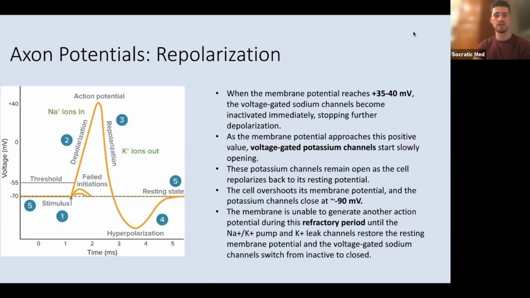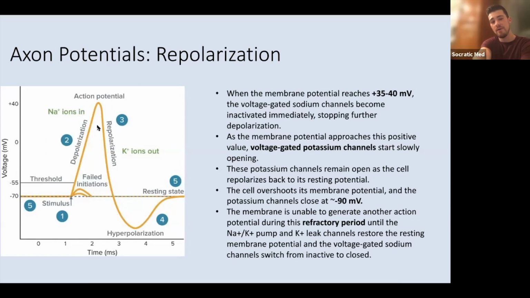Okay, so now we're getting to the second half, repolarization. When the membrane potential reaches about positive 35 to 40, I say that because it says 40 on this graph, sometimes it says 35, but it's around that same general value, the voltage-gated sodium channels become inactivated immediately, and they stop further depolarization. As the membrane potential approaches this positive value, the voltage-gated potassium channels start to slowly open. So as you're getting closer to that top peak, the voltage-gated potassium channels are going to slowly open.